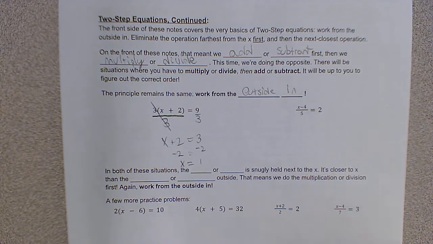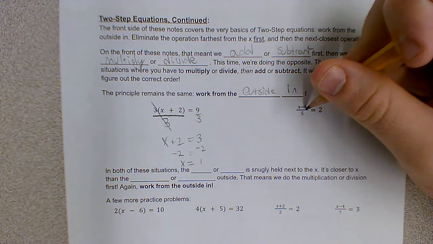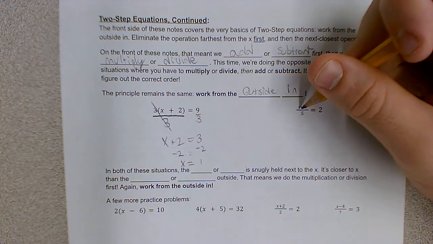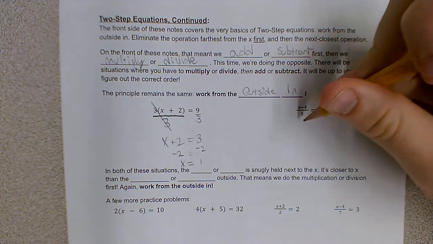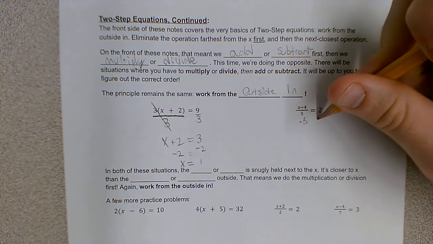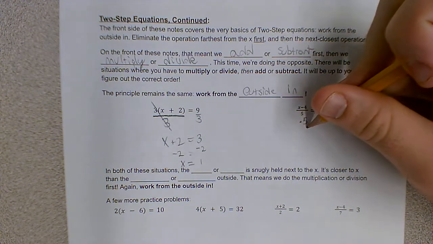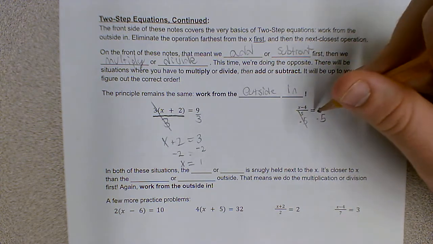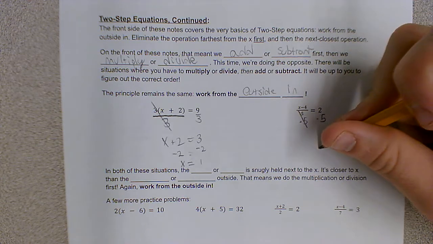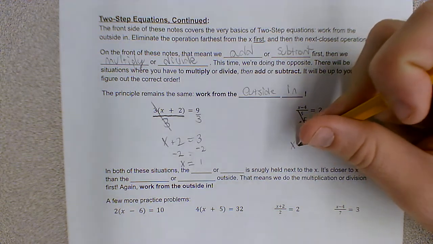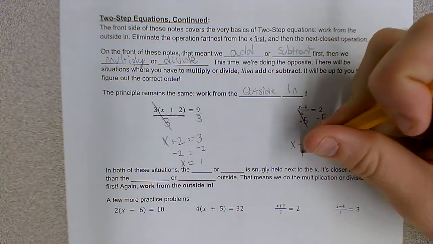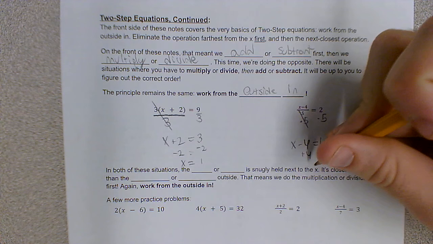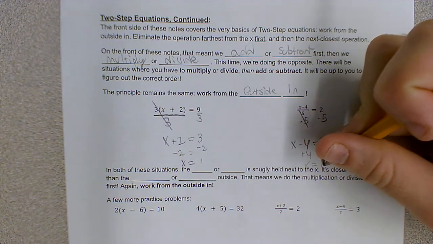Next, I'm going to do the same thing here. My x minus 4 is on the top, and they're pretty close together. What I actually want to do is get rid of the 5 first. My 5 is farthest away, so to get rid of it, I'm going to multiply both sides by 5. This cancels at the bottom there, and then on the right, I'm going to do 2 times 5, giving me 10. This leaves me with x minus 4 equals 10. Then, I'm going to add 4 to both sides, finding that x is equal to 14.